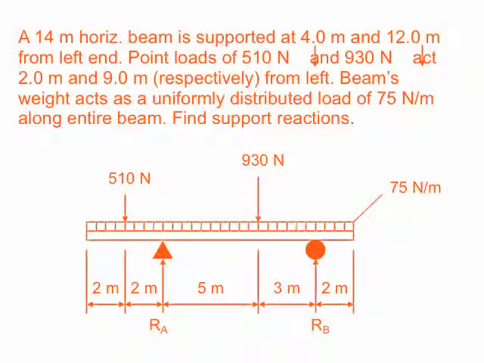Right, now we're going to use a 14-meter horizontal beam supported at 4 meters and 12 meters from the left. Again, point loads of 510, 930, all downward, act 2 meters and 9 meters respectively from the left. The beam's weight acts as a uniformly distributed load of 75 newtons per meter along the entire beam.